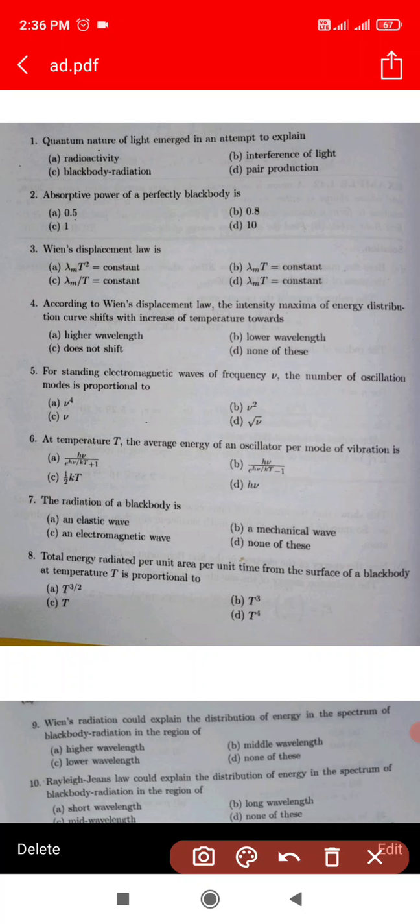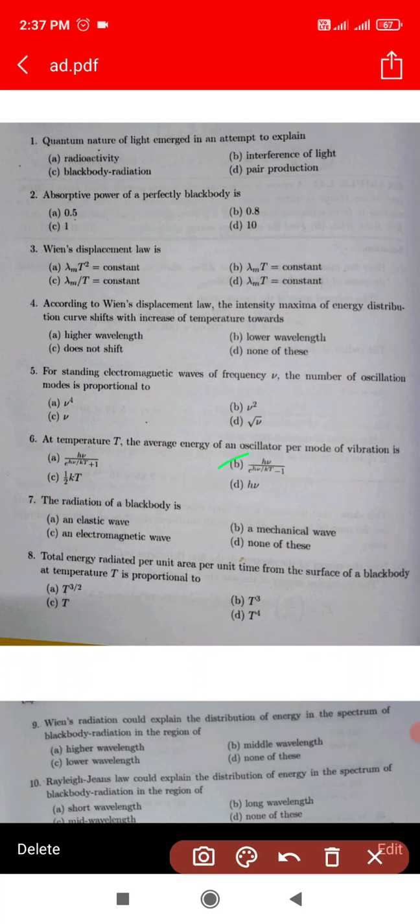Next, fifth question: for standing electromagnetic waves of the frequency nu, the number of oscillations is proportional to nu square. That is the answer. Next, at the temperature T, the average energy of an oscillator per mode of vibration is equal to h nu divided by e to the power of h nu by kT minus 1. B is the answer.